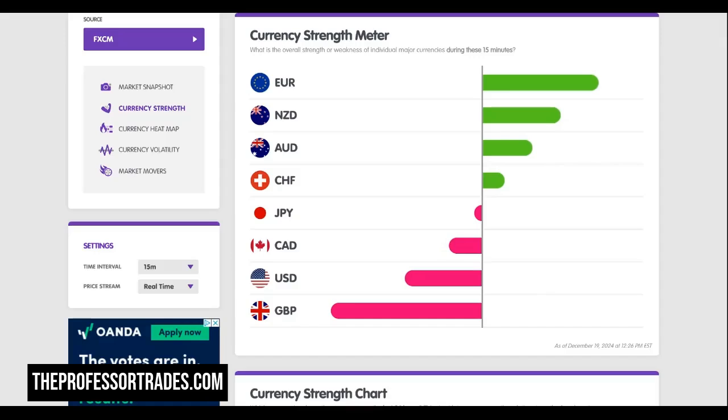Let's take a look at Euro JPY. Based on this chart, what should be happening with Euro JPY? I'll give you this link. Okay, so Euro JPY, buy Euro JPY.